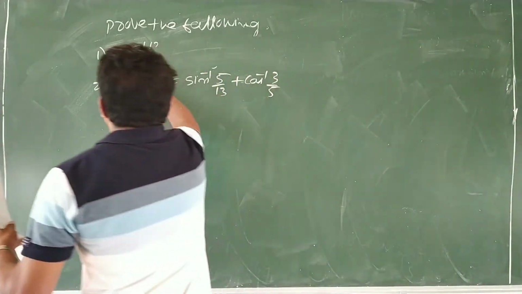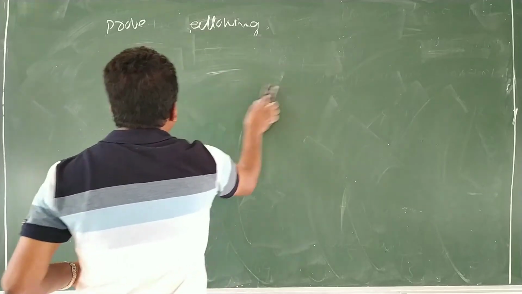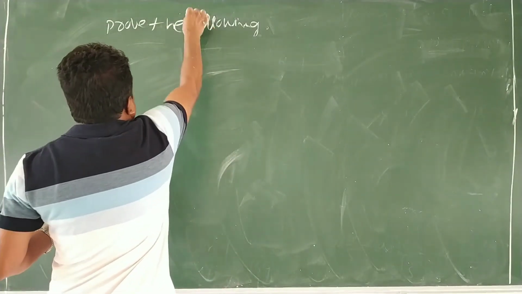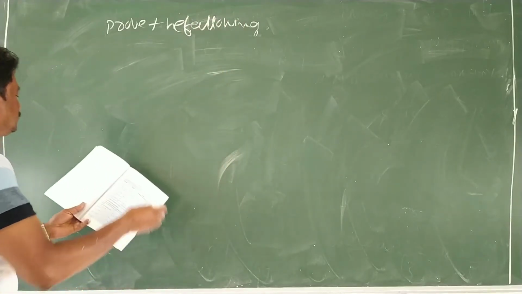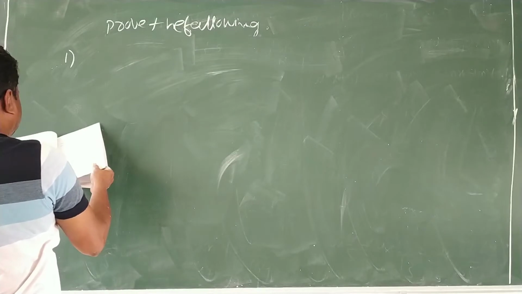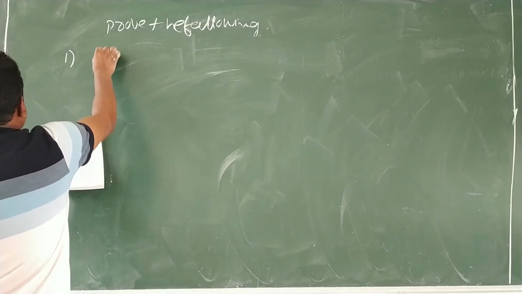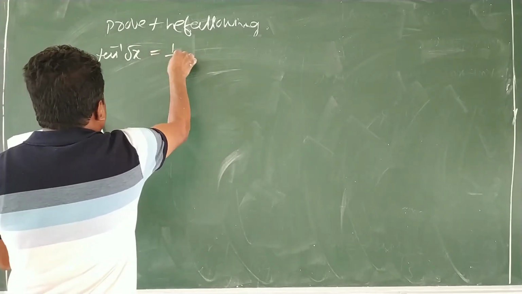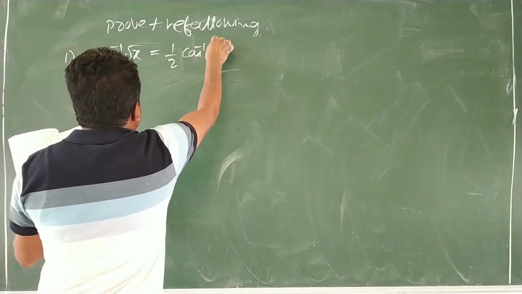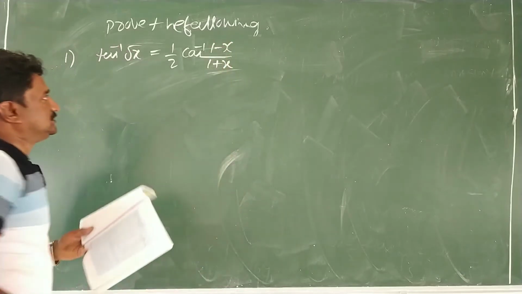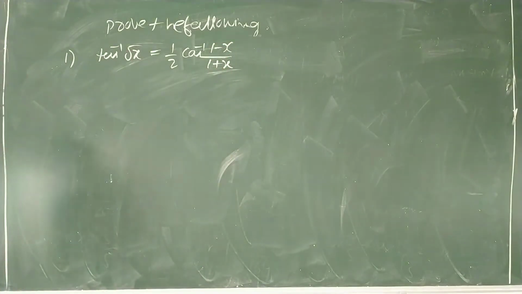Prove the following. First question: tan inverse root x is equal to 1 by 2 cos inverse of (1 minus x) by (1 plus x).